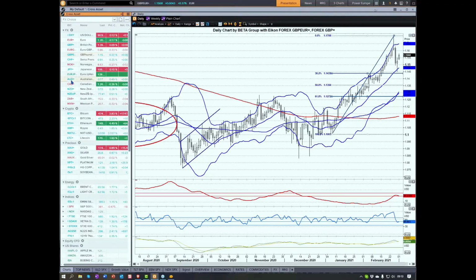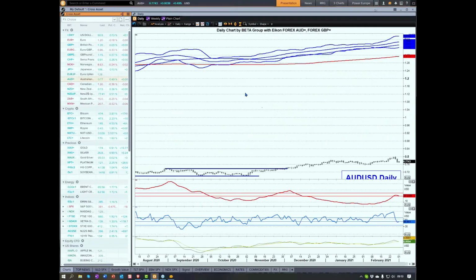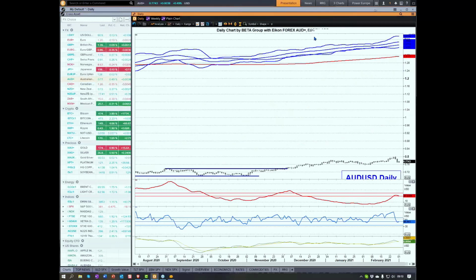Now, the commodity currencies, which had all been doing so well on the back of the commodity boom, what has happened here?